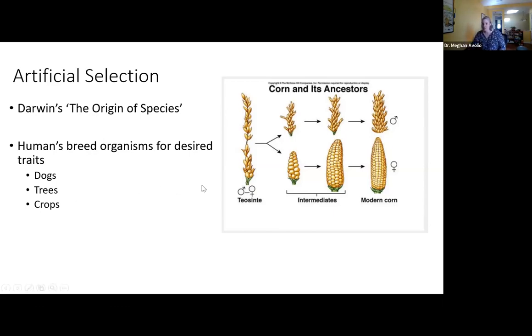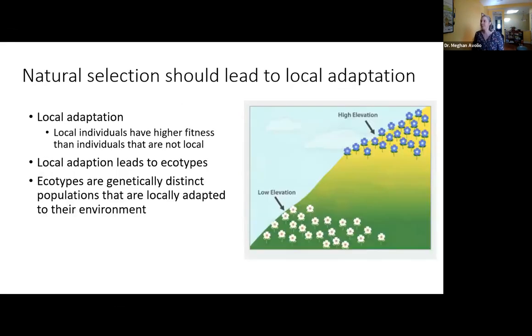And so corn is a wonderful example of artificial selection. Here is the ancestor, where we have both the male and female parts on the same flower. And then in modern corn, we have the male parts and the female parts entirely separate, and the female parts that are the delicious edible part that we eat are greatly enhanced and made bigger through artificial selection. A lot of the food that we eat undergoes artificial selection.